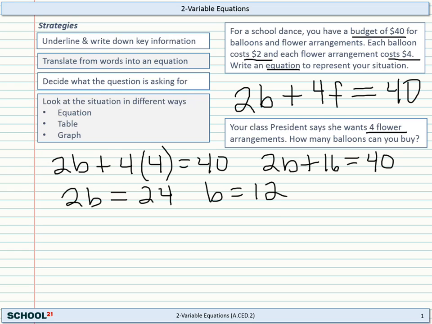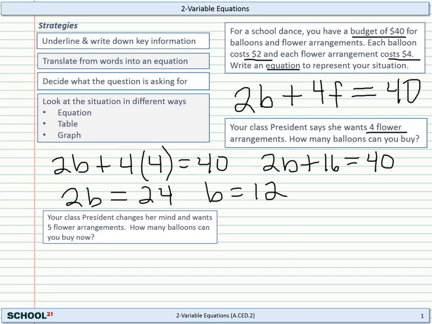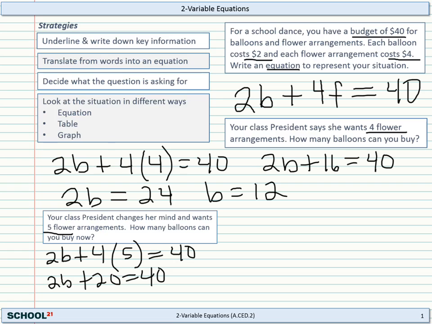Now let's take a look at another step. Your class president changes her mind and wants 5 flower arrangements now. So we can do the same thing we did before. 2B plus 4 times 5 this time equals 40. Then that will be 2B plus 20 equals 40. And 2B equals 20, and so B would equal 10. So that's our answer this time.